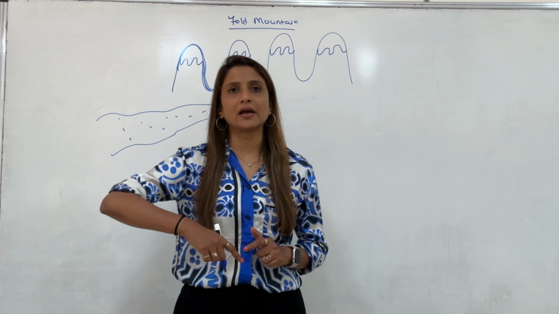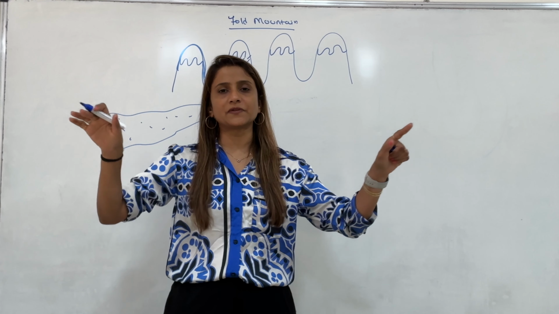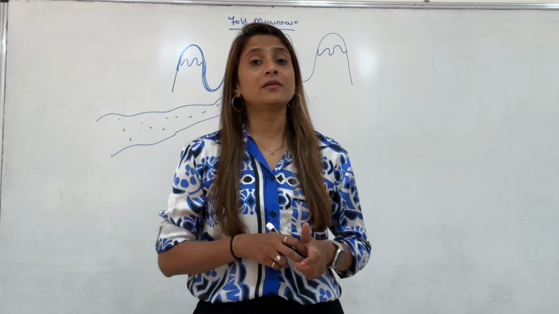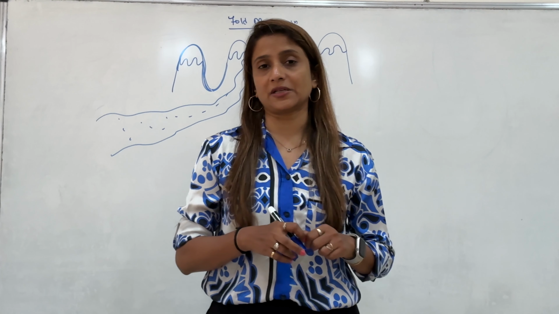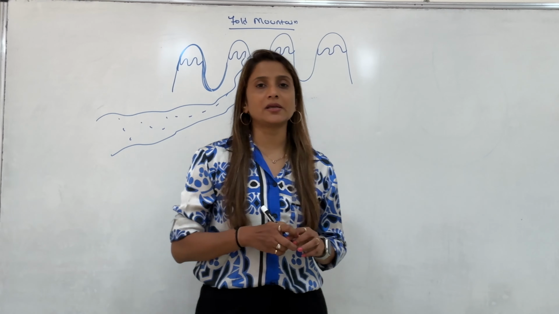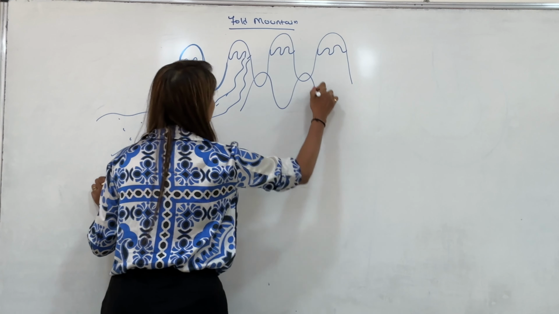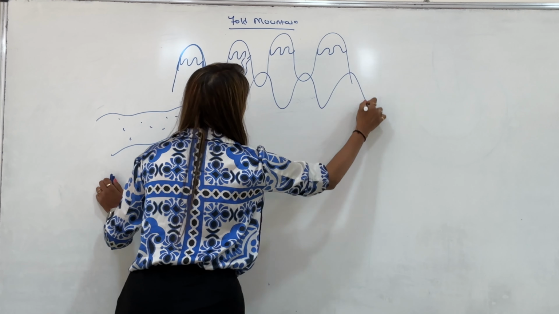Fold mountains will have more height and less width. Fold mountains are made up of sedimentary rocks. They are associated with volcanic activities. Fold mountains will occur as parallel ranges of mountain. They will be like this, parallel ranges of mountain. Between the fold mountains you will see a plateau called intermountain plateau. Except for Himalayas, some fold mountains have north-south alignment.